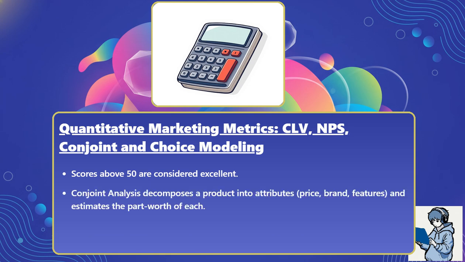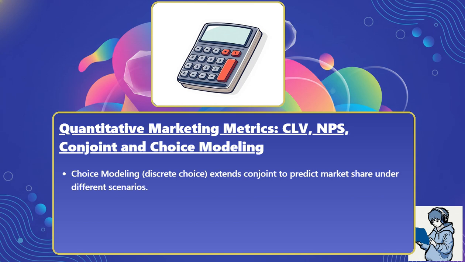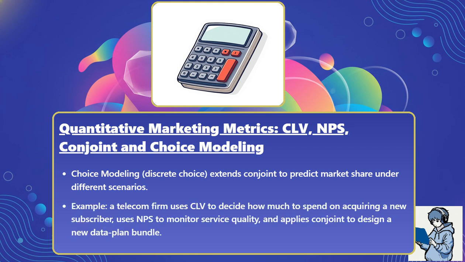Conjoint analysis decomposes a product into attributes such as price, brand, and features, and estimates the part-worth of each. Respondents rank or choose profiles. Regression derives utility coefficients. Choice modeling, also called discrete choice, extends conjoint to predict market share under different scenarios. Example: a telecom firm uses CLV to decide how much to spend on acquiring a new subscriber, uses NPS to monitor service quality, and applies conjoint to design a new data plan bundle.